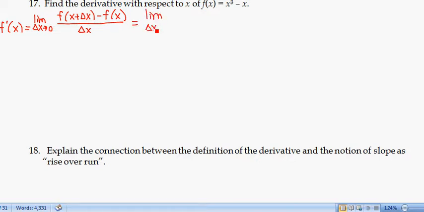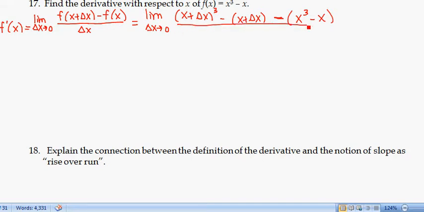In this case, we have a cubic. So f of x plus delta x is going to be x plus delta x quantity cubed minus x plus delta x. And then we subtract off the function, which I'm going to put in parentheses, so remember to distribute that subtraction sign. And all of this is over delta x.